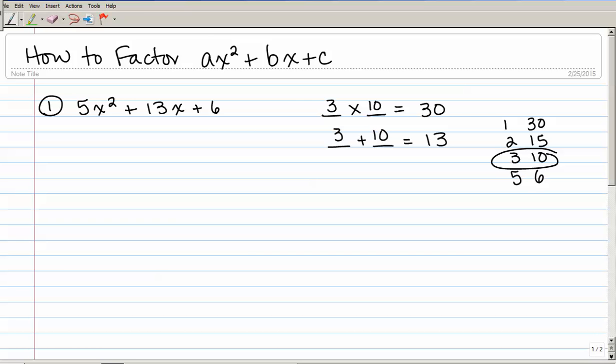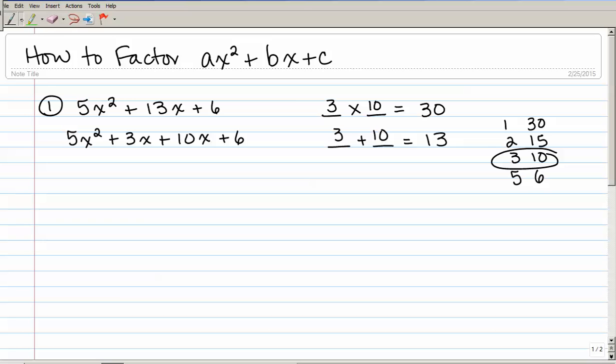Now, I don't just throw these numbers into parentheses the way I did when there was not a number in front of x squared. I actually have to use that 3 and that 10 to rewrite my 13 in the middle. So I'll keep my 5x squared, and instead of 13x, I'm going to write it as plus 3x plus 10x, and then my plus 6. So instead of 13x in the middle, I have a 3x plus a 10x.